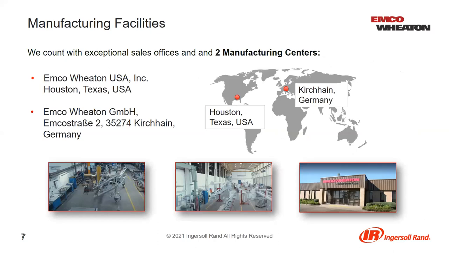Emco Wheaton has two manufacturing centers. One is located in Kirchheim, Germany, where I am also located, and the other one is in Houston, Texas, which is the picture on the right-hand side. The other two pictures show the manufacturing facility in Kirchheim, Germany, where we manufacture our marine loading systems and also our land loading systems.